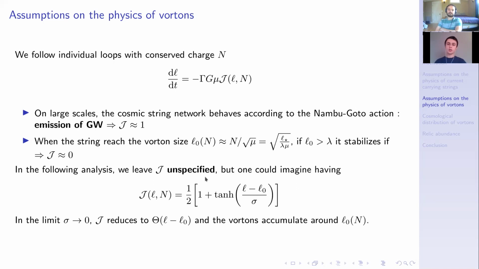But if you want an example of a function that corresponds to this situation, you can have this function, which is a sigmoid. So a composition of a hyperbolic tangent, which in the case where L goes to minus infinity is 0, and in the case L goes to plus infinity is 1. And you have a transition at L0 with a certain width sigma. And the final limit that we take is setting sigma goes to 0, saying that basically the vortons are perfectly stable, and in which case the vorton accumulates around this vorton size.